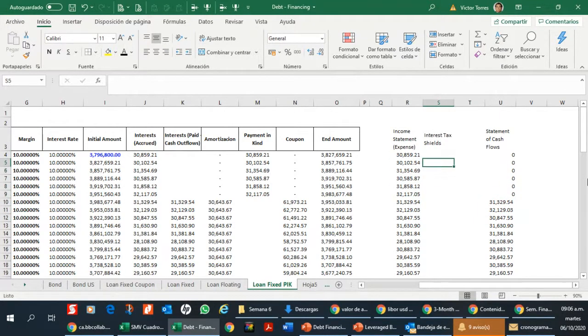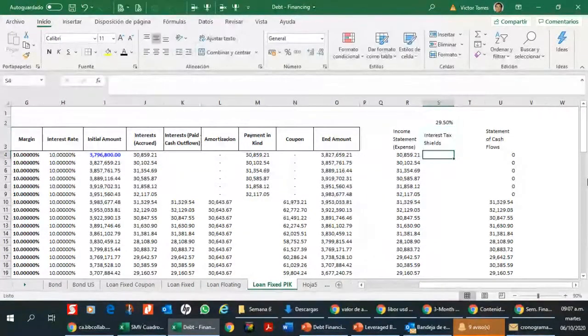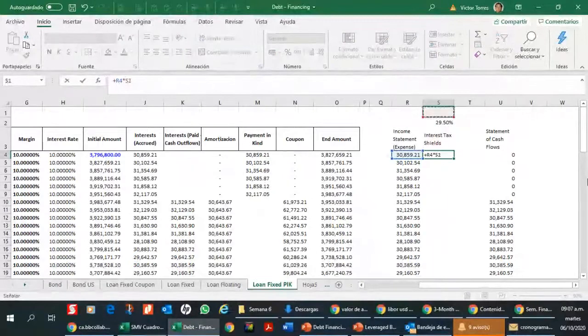El Income Statement nos va a servir para determinar el Net Income y el Interest Tax Shield va a salir de este expense de los interest accrued. Todavía existe un Interest Tax Shield, ¿sí? Que básicamente se genera al momento que estamos devengando esos intereses en el income statement. Y acá no he puesto, pero obviamente si es 29.5%, as in Peru, right, normally happens, we are going to be having this interest payment.